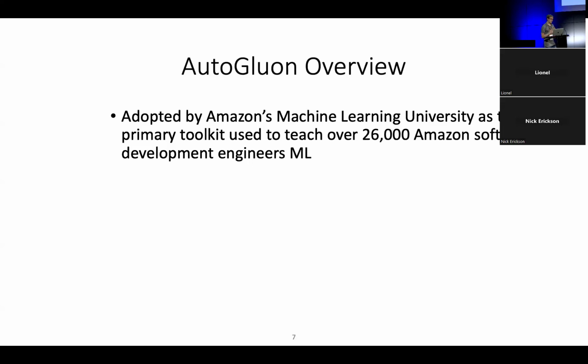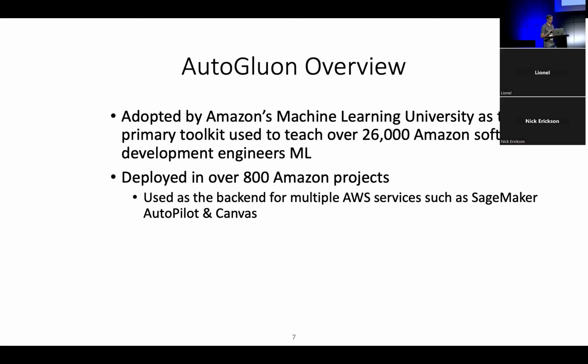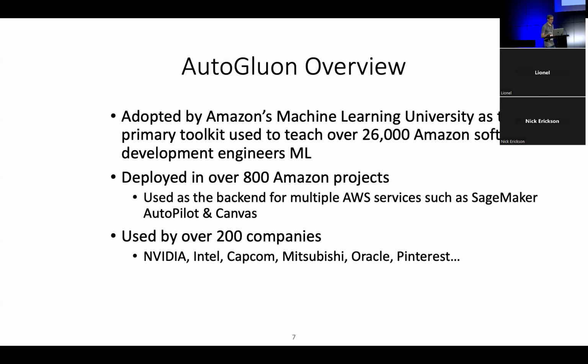So AutoGluon is adopted by Amazon's Machine Learning University as the primary toolkit used to teach machine learning to over 26,000 Amazon software development engineers. It's also deployed in over 800 Amazon projects internally, as well as being the backend for multiple AWS services such as SageMaker, Autopilot, and Canvas. It's used by over 200 companies, including NVIDIA, Intel, Capcom, Mitsubishi, Oracle, Pinterest, and many more.